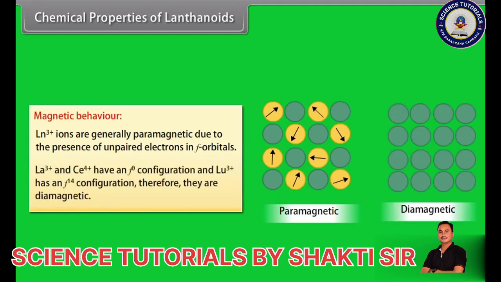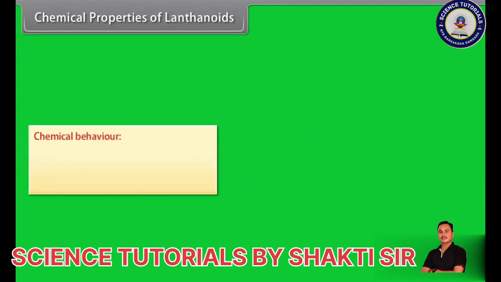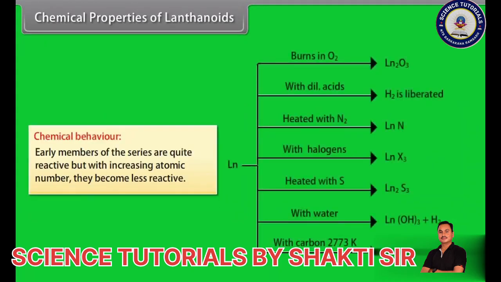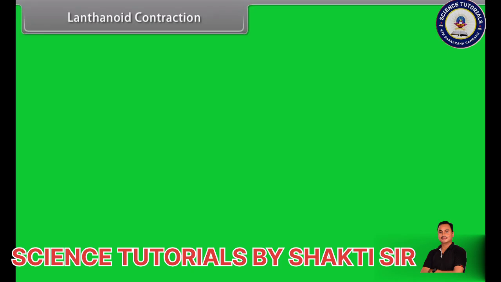La3+ and Ce4+ have an f0 configuration and Lu3+ has an f14 configuration, therefore they are diamagnetic. Chemical behavior. Early members of the series are quite reactive, similar to calcium, but with increasing atomic number, they behave more like aluminium. Lanthanoid contraction.